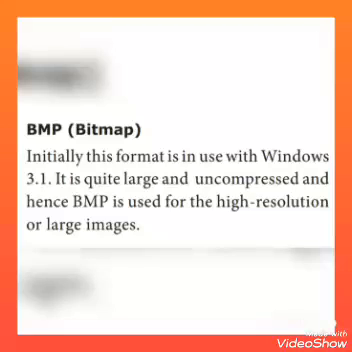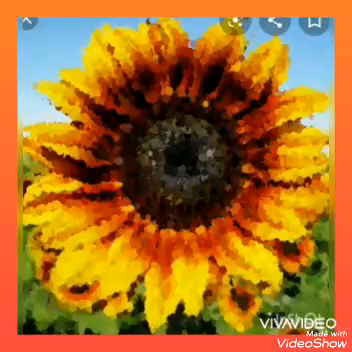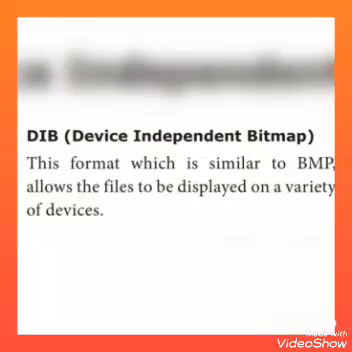Our next file format is BMP. Initially, this format was in use with the Windows 3.1 version. It is quite large and uncompressed, and hence BMP is used for high resolution or large images. This is an example of a BMP image. Next file format is DIB, Device Independent Bitmap. This format is similar to BMP, but it allows the files to be displayed on a variety of devices.